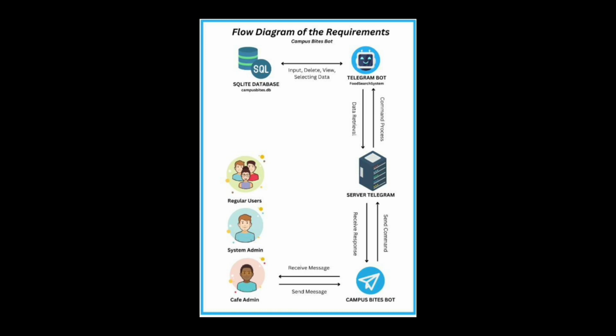Here it will insert, delete, view, or select data within the SQLite database, and then retrieve the data back to the server Telegram. The Campus Bites bot receives the response from the server Telegram, and then sends the message back to the cafe admin, system admin, and the regular users. So this is the flow diagram of the requirements.